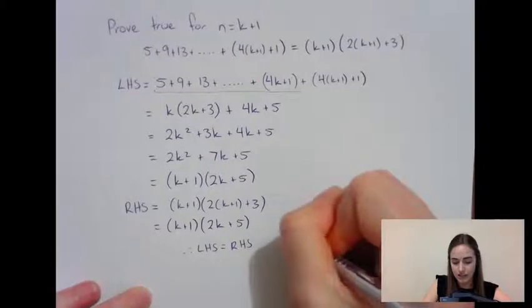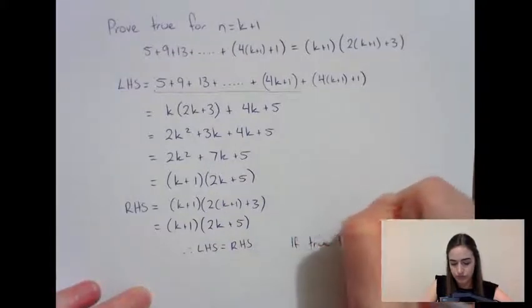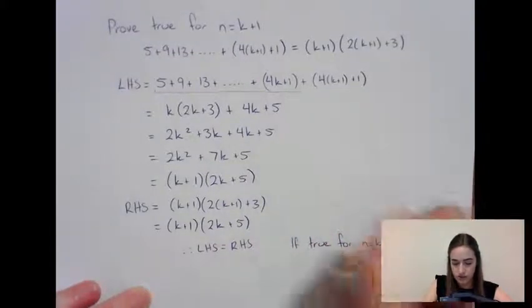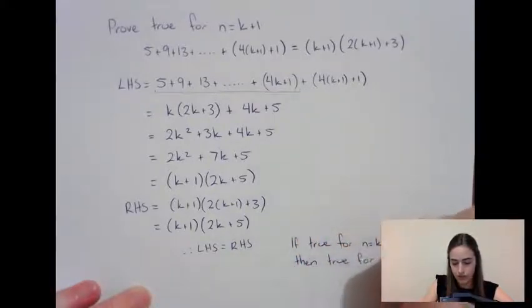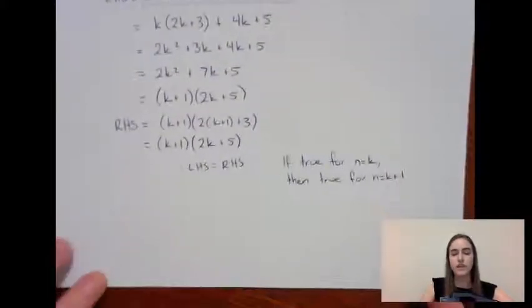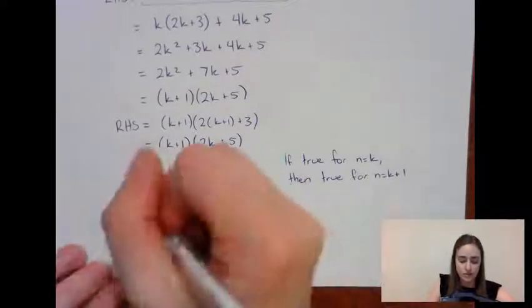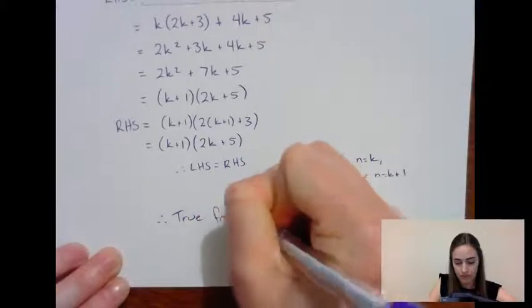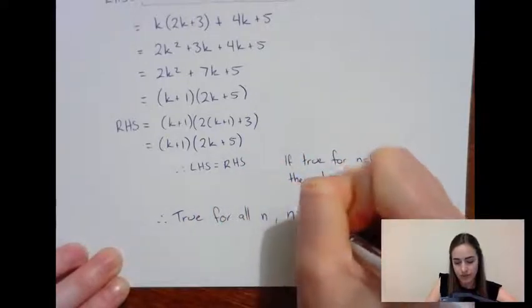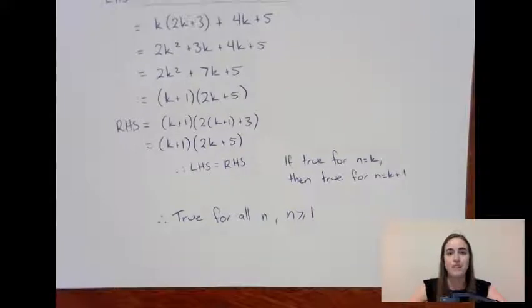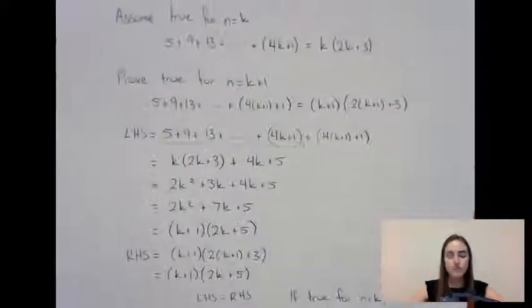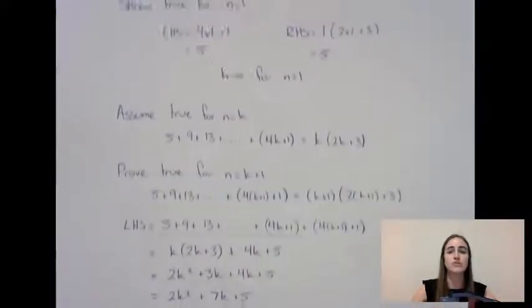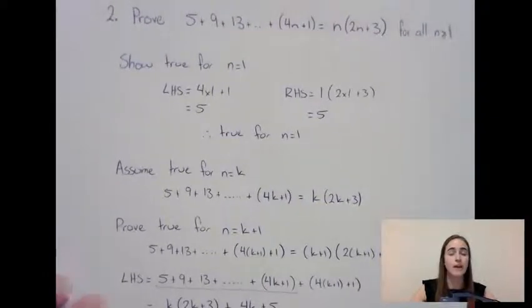And then I can write if true for n equals k, then true for n equals k plus 1. Oop, running off the page again. And then we can put our final statement and we can write therefore true for all n when n is greater than or equal to 1. So that's sort of your most straightforward situations where you're solving a statement using mathematical induction.